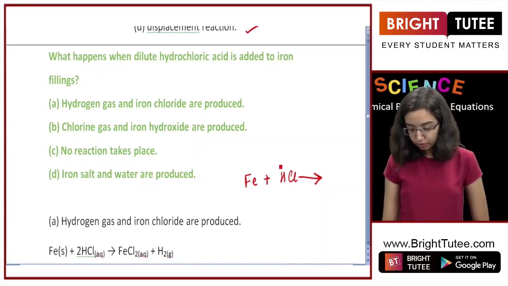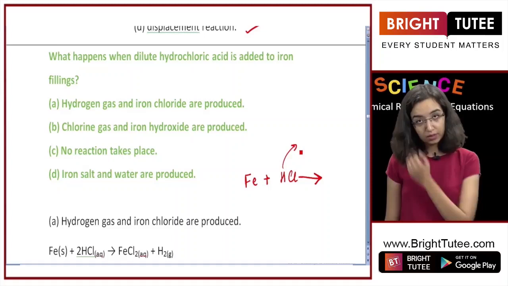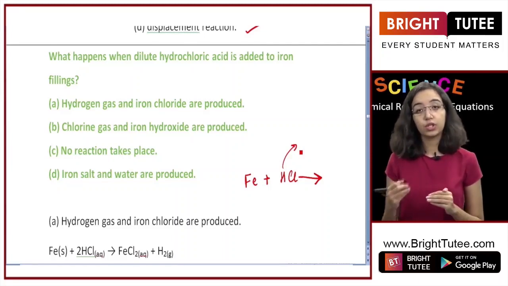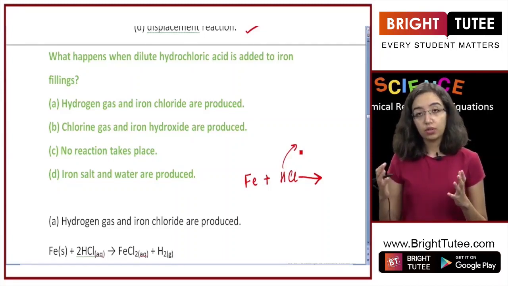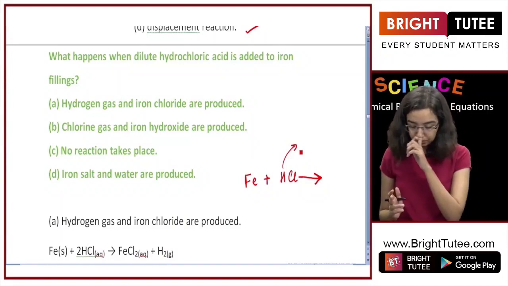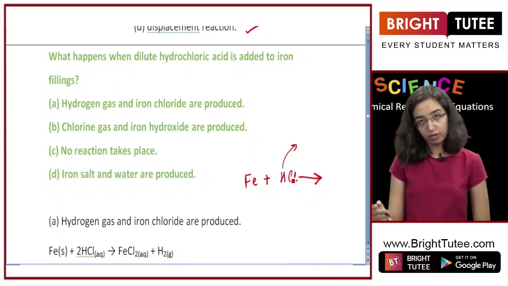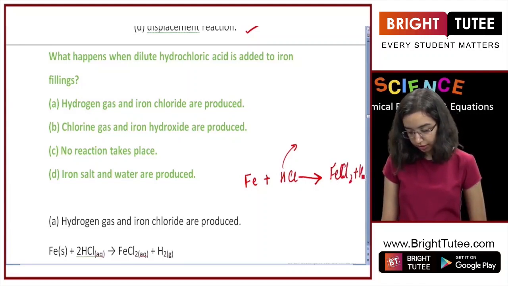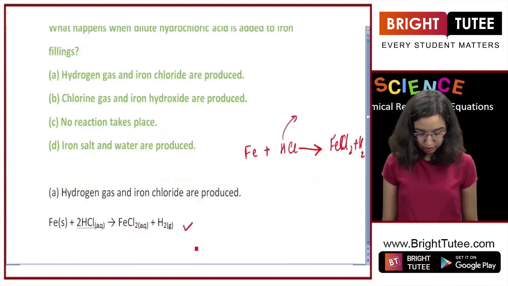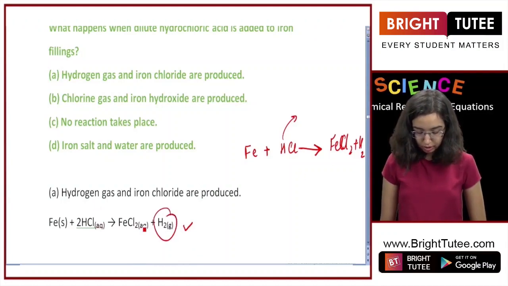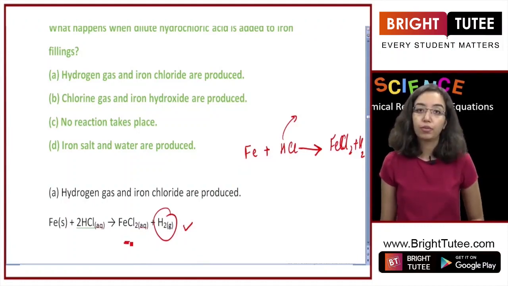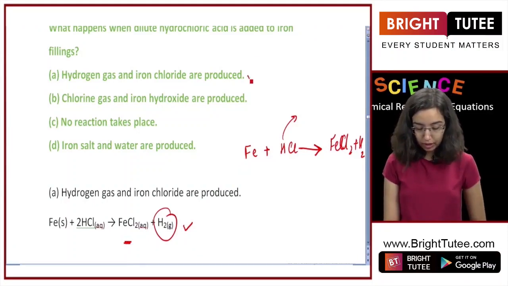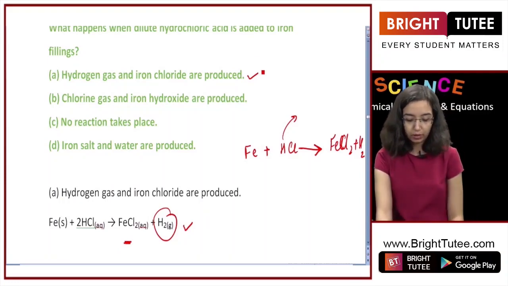But for now, it's very simple to see that hydrogen will get displaced because of its position in the reactivity series. So this is a question of displacement reaction, that hydrogen will get displaced because iron is more reactive. It will form FeCl2 plus H2. As you can see here, the equation is given, and so the question was what will happen. So hydrogen gas will be released, and iron chloride would be formed. So the answer is part A, hydrogen gas will be produced and iron chloride will be formed.